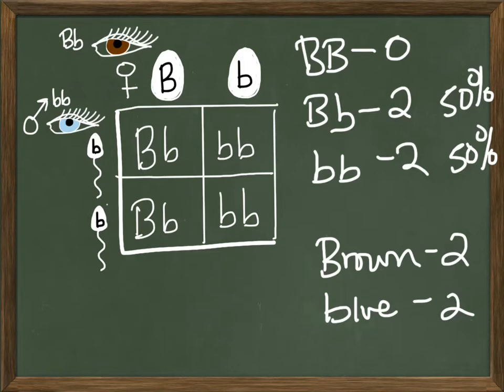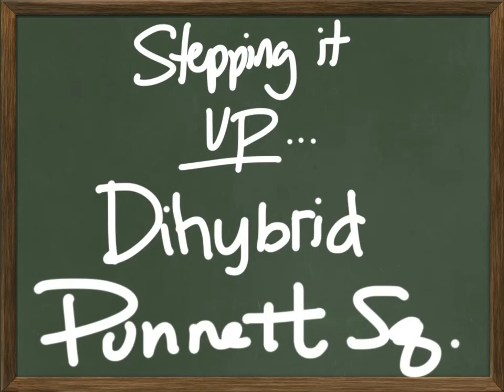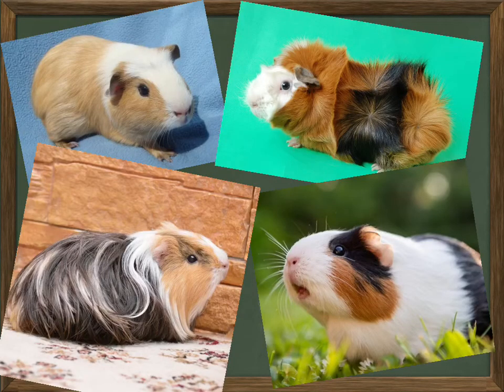Now, that was a gross oversimplification, but the other thing that we've simplified is this fact. You've got more than one set of alleles. You've got more than one trait. Everything is made up of more than one trait. So, we're going to step it up and look at some dihybrid Punnett squares. Hey, let's talk about guinea pigs. Aren't they cute? You know, they eat them in South America, but that's a whole other story.